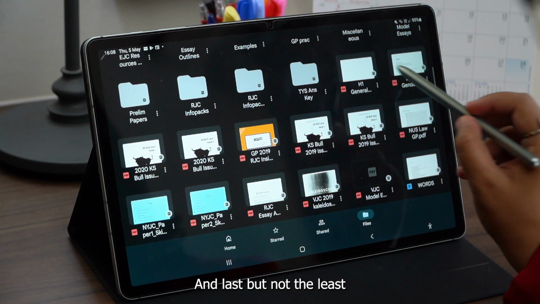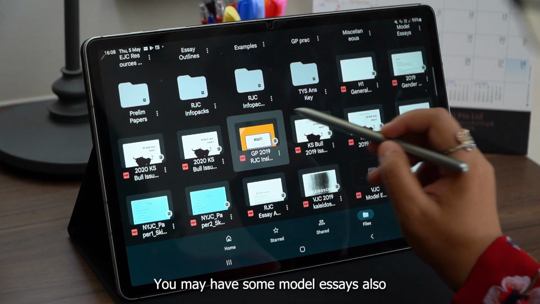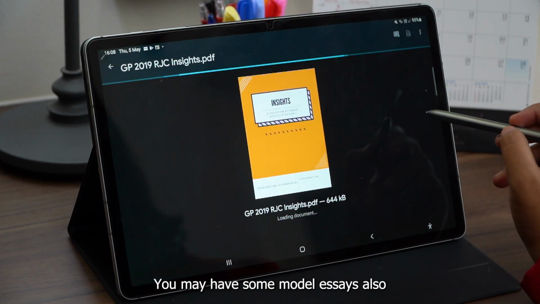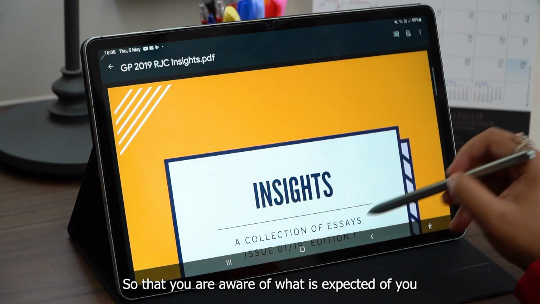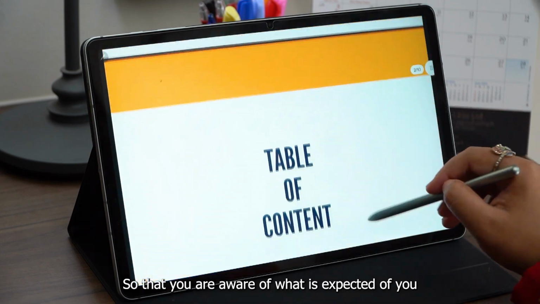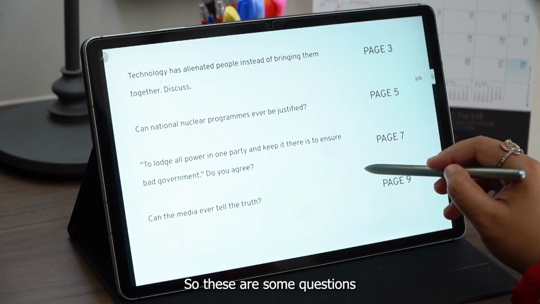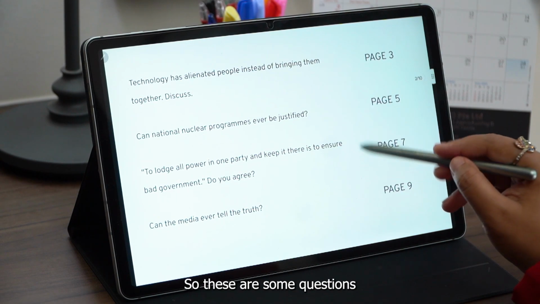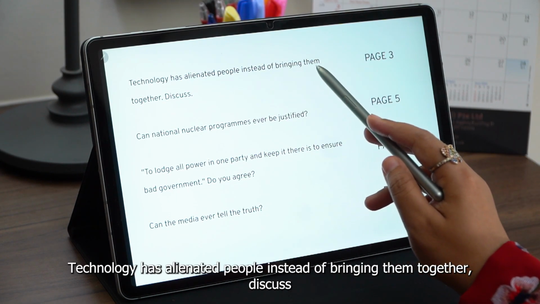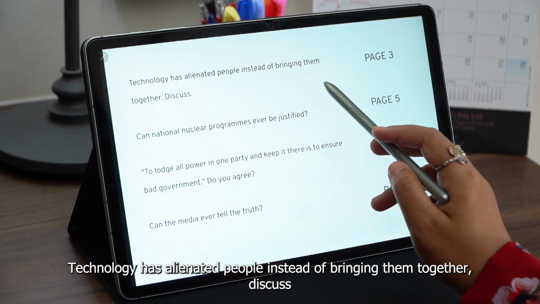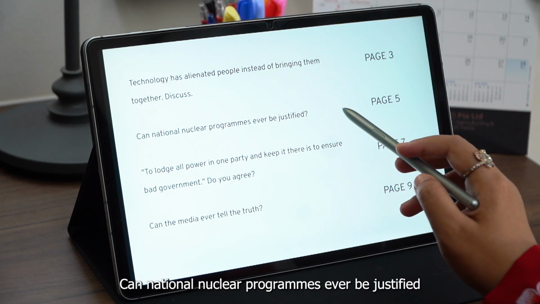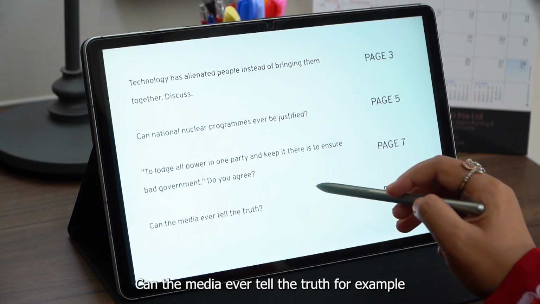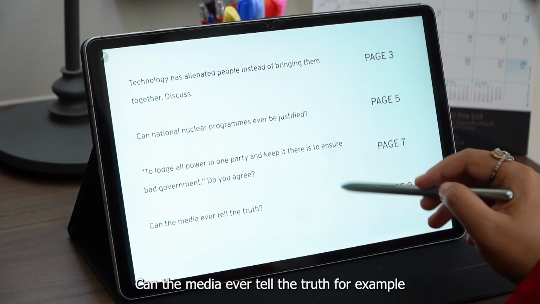And last but not the least, we may have some model essays also, so that you are aware of what is expected of you. So these are some questions, right? Technology has alienated people instead of bringing them together. Discuss. Can national nuclear programs ever be justified? And so on. Can the media ever tell the truth, for example?